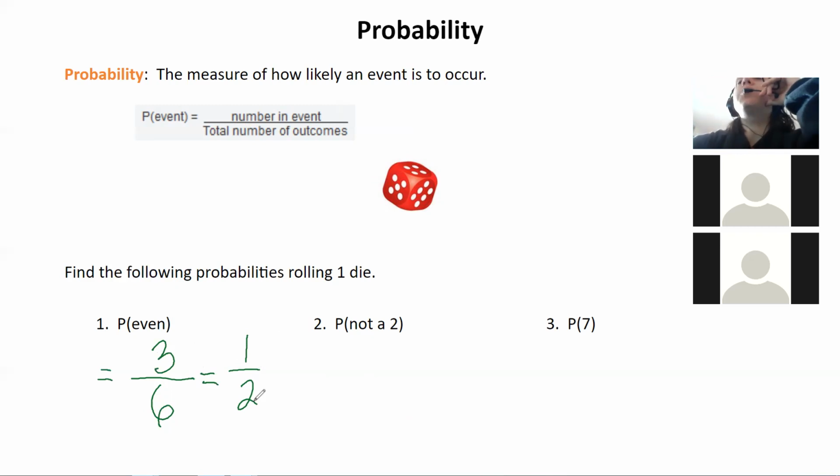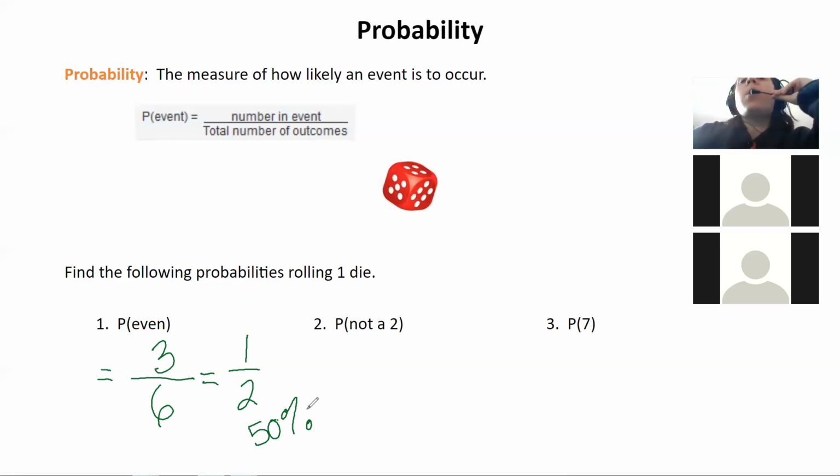What percentage is 1/2? 50%. So there's a 50% chance that you're going to get an even. And think about this, it will blow your mind a little bit. Out of the 2 choices, even or odd, one of those choices is even. So it's the same as the die. It's interesting thinking about it.